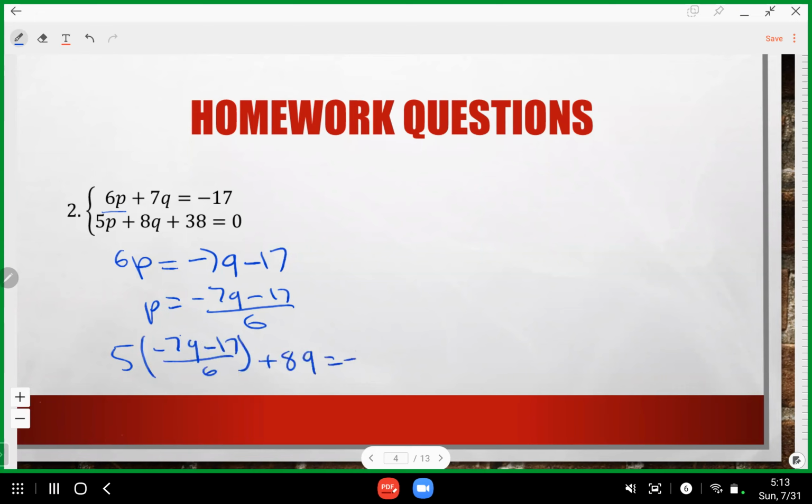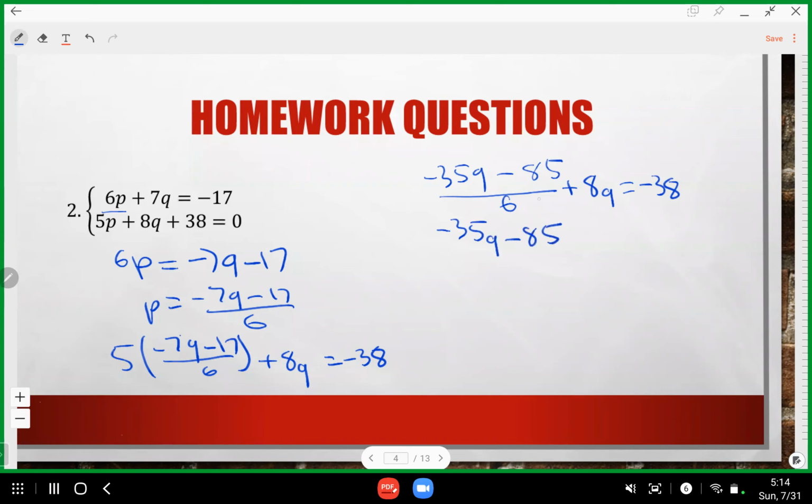All right, and then we get negative 35q minus 85 over 6 plus 8q is going to be equal to negative 38. All right, I think that's correct. All right, then multiply everything by 6, right? So then we have negative 35q minus 85 plus 48q is going to be equal to negative 228, I think. Was that it?